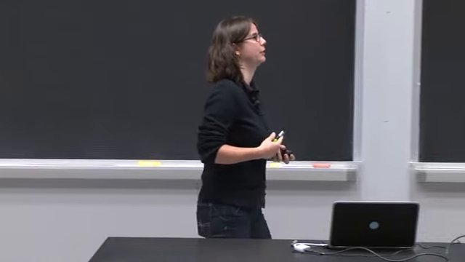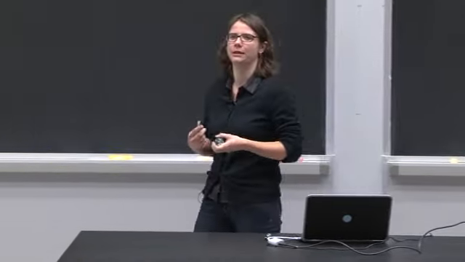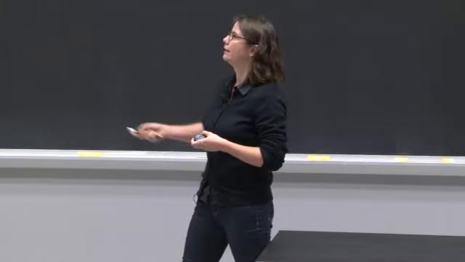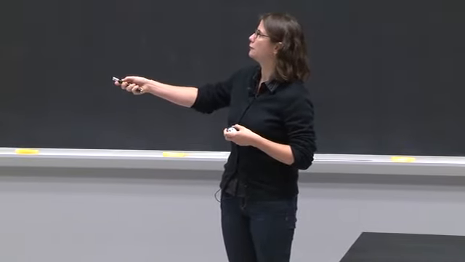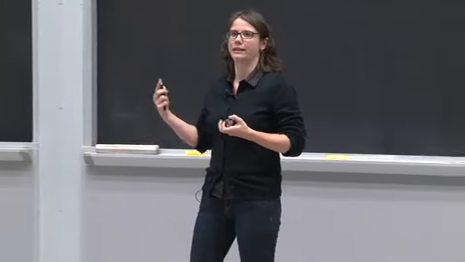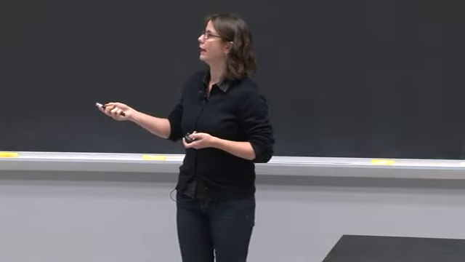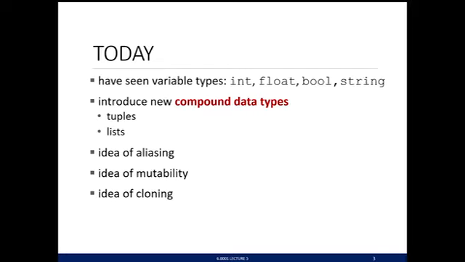So today, we're going to introduce two new data types. They're called compound data types because they're data types that are made up of other data types, particularly ints, floats, booleans, and strings. And actually not just these, but other data types as well. That's why they're called compound data types. We're going to look at a new data type called a tuple, and a new data type called a list. And then we're going to talk about these ideas that come about specifically with lists.